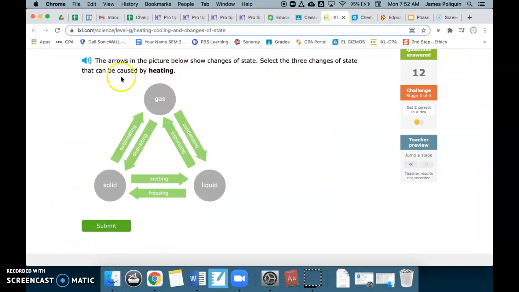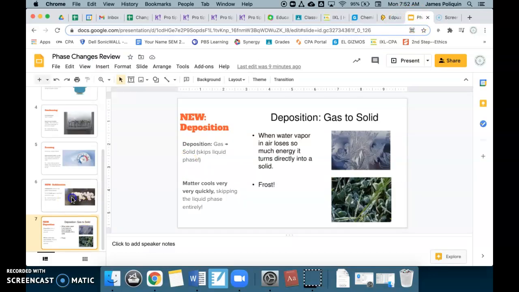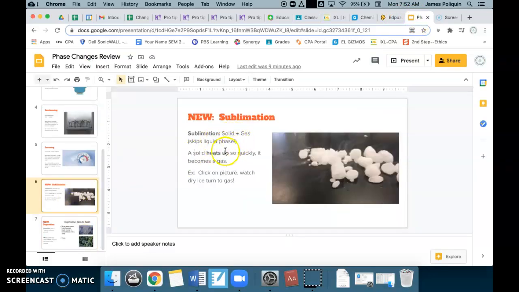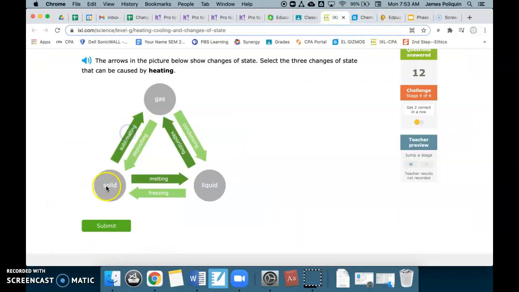And so which of these processes are caused by heating? We remember that melting and vaporizing are caused by heating, but which of those processes are caused by heating? We double check. Sublimation, solid to a gas, a solid heats up so quickly, that gives us a reminder that solid to gas sublimating is caused by heating. The arrows in the picture below show changes of state. Select the 3 changes of state that can be caused by heating. And so we should be good.